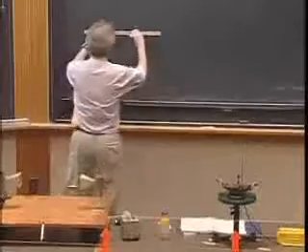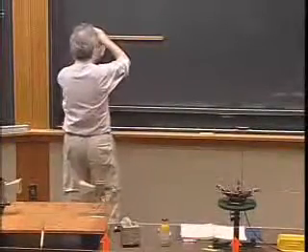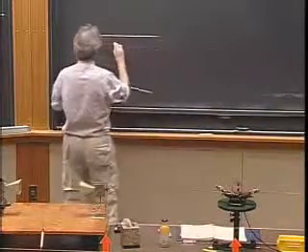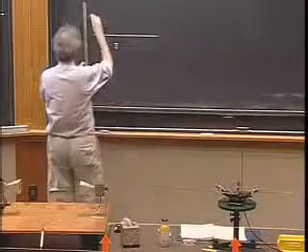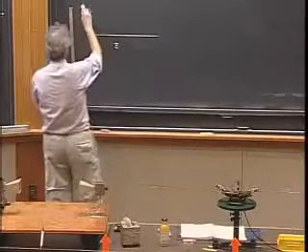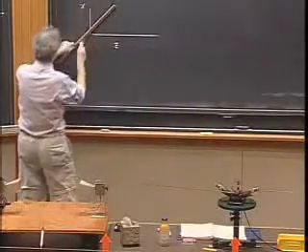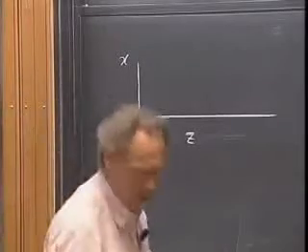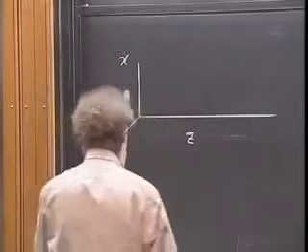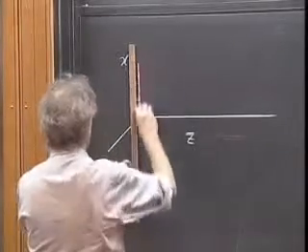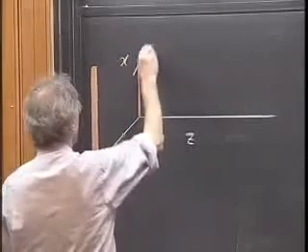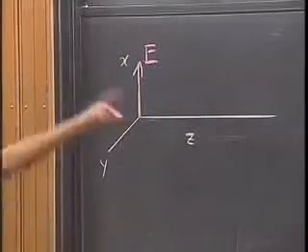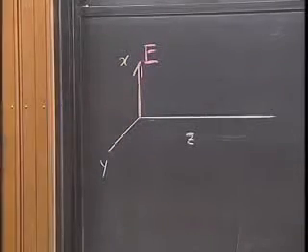I take linearly polarized radiation. This is my z direction. It's going to make it a traveling wave. This is my x direction. And this is my y direction. I'm going to linearly polarize radiation, so it only has an x component. And I'm going to make it move in the z direction.